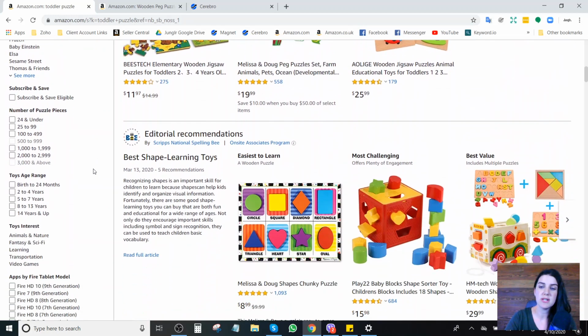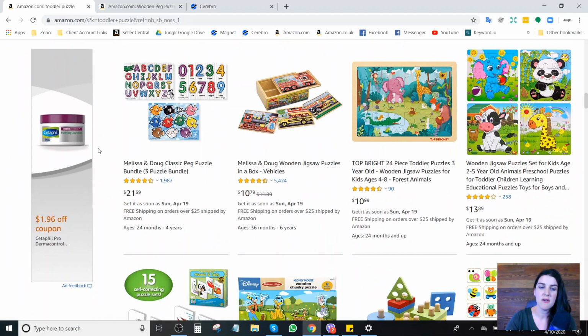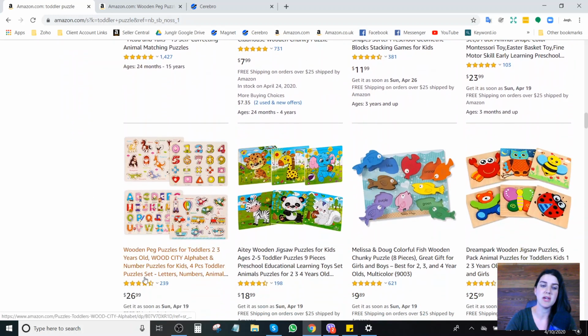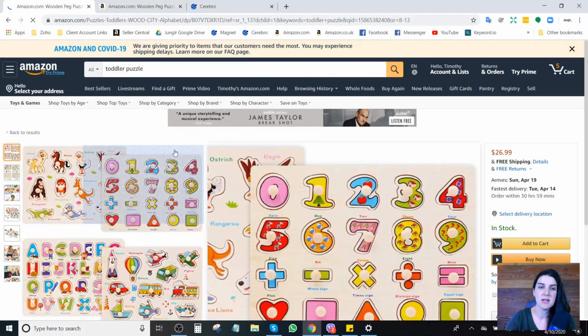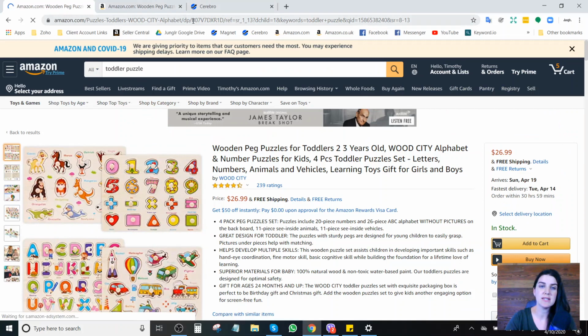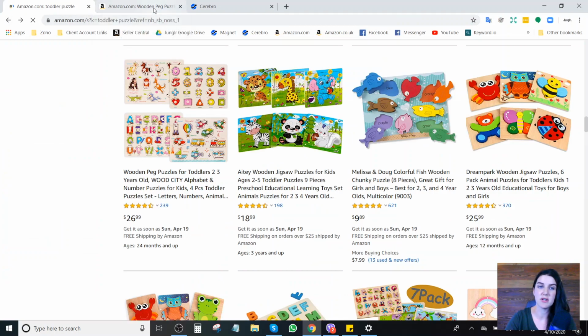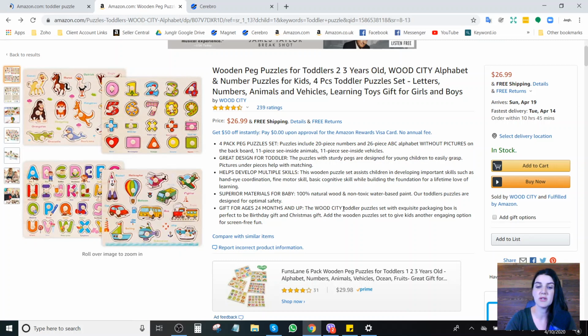So when I'm scrolling down, I picked one of these products. I'm going to see if I can find it here. They are on page one, however, they're a little bit down the page. So this wooden peg puzzles for toddlers 2 to 3 years old. If I were to click on this, what I did is I just went and grabbed this ASIN in here. And I'm going to pretend that this is our product. We want to see where we can gain some additional market share.